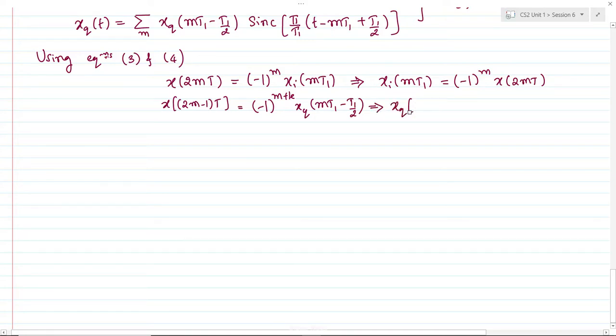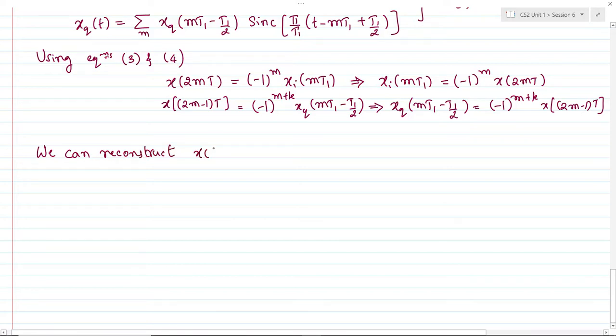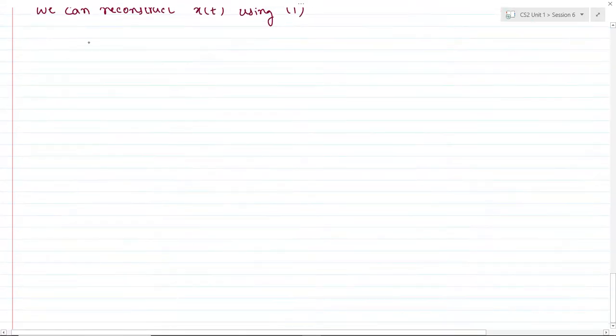Okay, so substituting that back into our first equation, now we can reconstruct x of t using equation 1. So what is equation 1? If you refer back, equation 1 is x of t, where we represented the bandpass signal in its in-phase and quadrature components: xi of t times cos 2 pi fct minus xq of t times sine 2 pi fct.